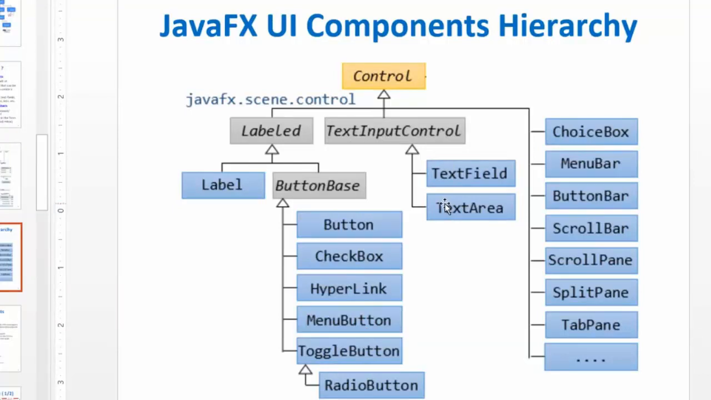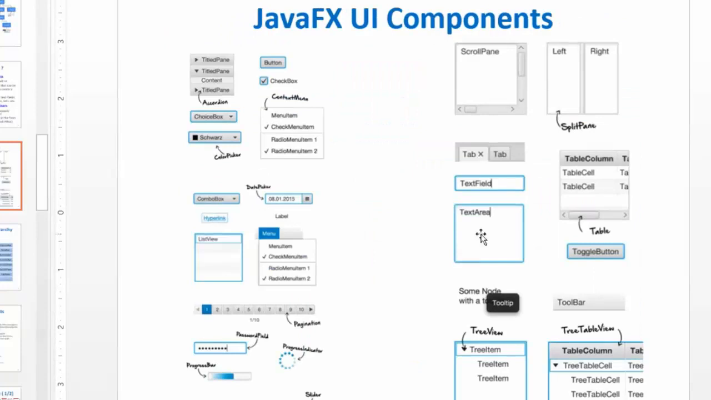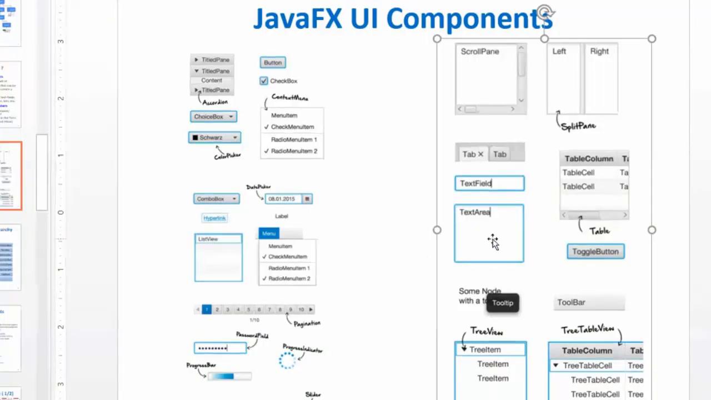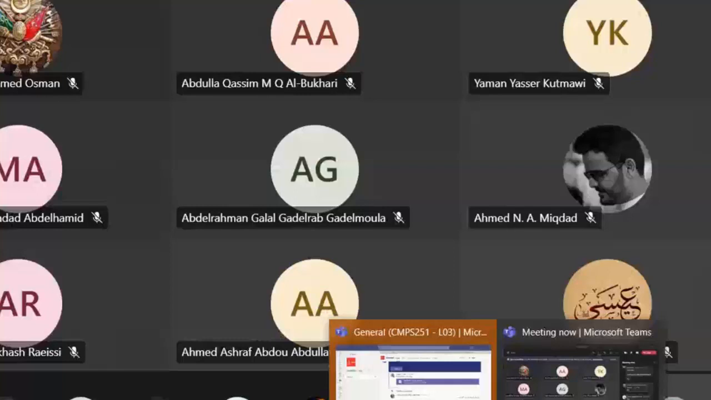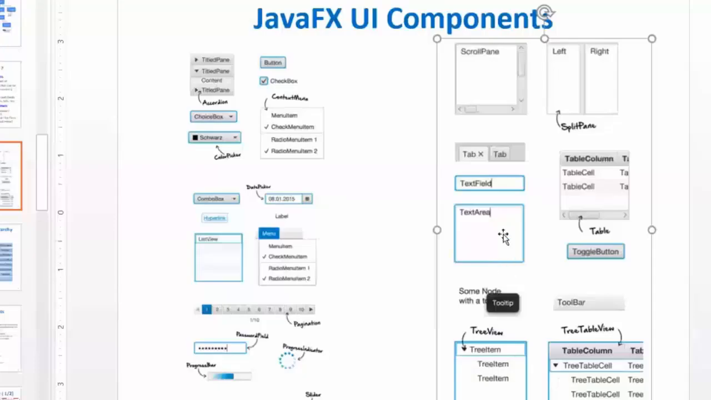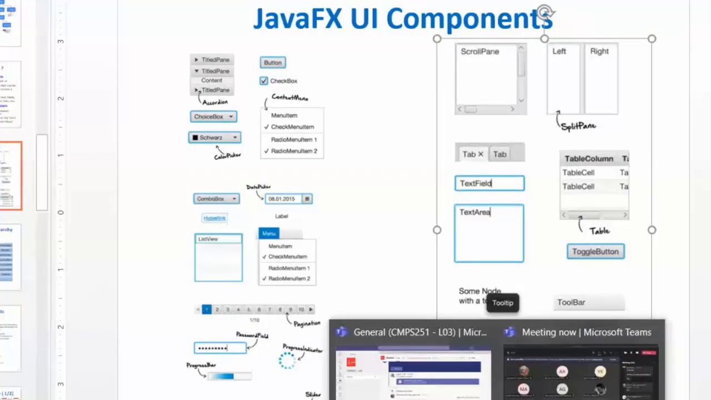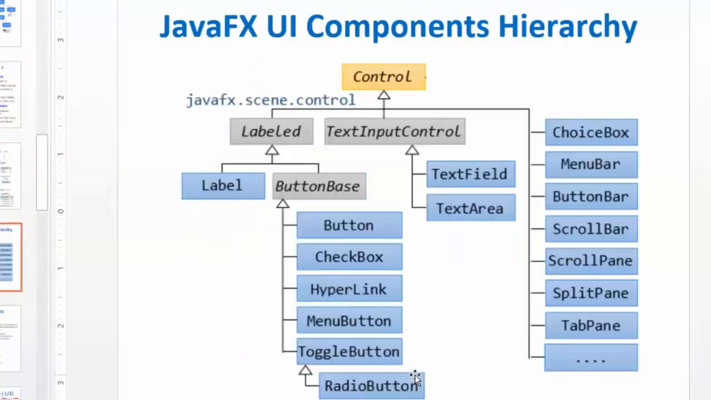Do you know what text area is? Text area is like this one. They are subclasses. Text area is used when you have multiple lines of input. Even password field is a text input. You agree on this, guys? Password field is a text input, but with the data, you don't see anything. Okay. Those are different types of controls.